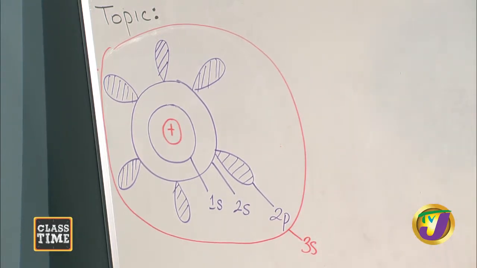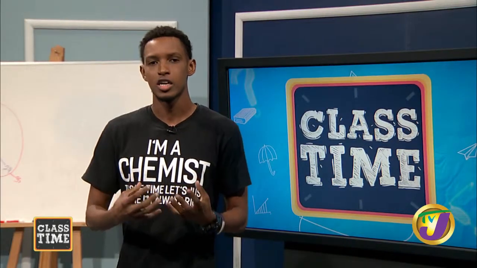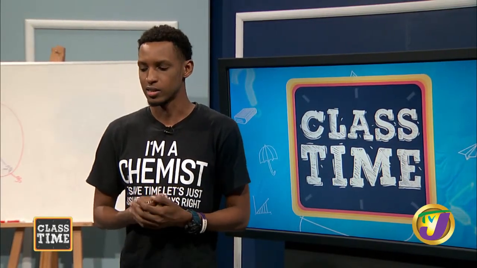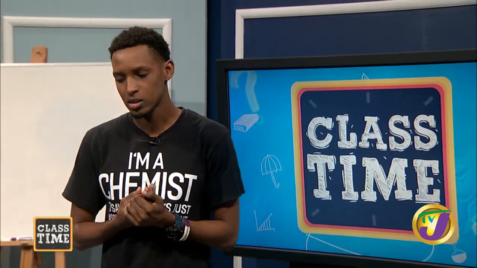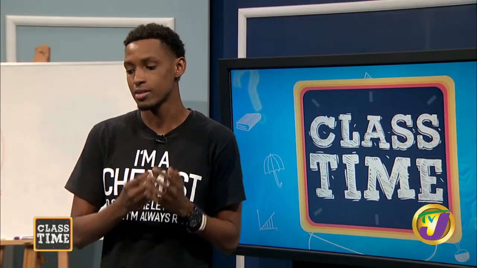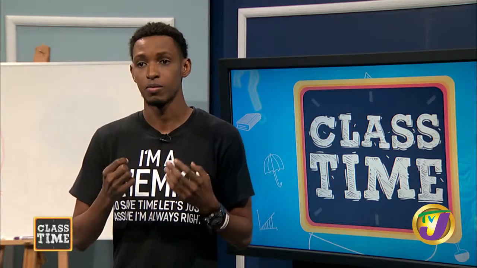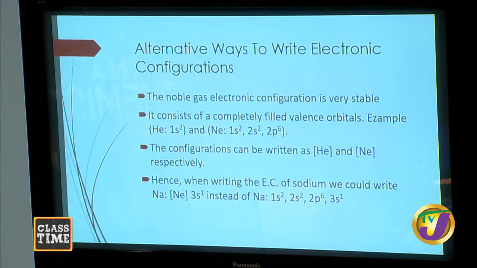Right. Now, writing electronic configurations can be a bit tedious, but there are alternate ways of writing these electronic configurations. I should note that the noble gas electronic configuration is very stable. It consists of a completely filled valence orbital. For example, the helium atom, the valence energy level in helium is the n equals 1 level. And it has an orbital that is completely full, so it's stable.